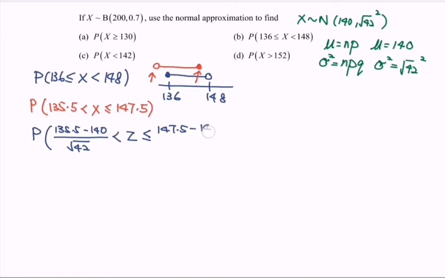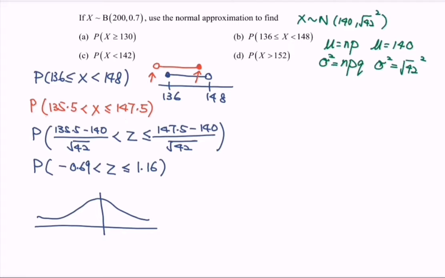147.5 minus 140 over the square root of 42. So kindly simplify the situation. We have the probability that z is greater than negative 0.69 and less than or equal to 1.16. So that is the result after we standardize the situation. Next is to refer to the diagram.